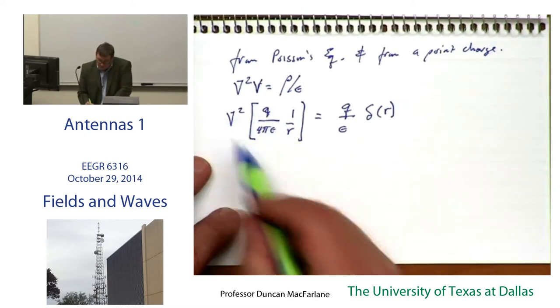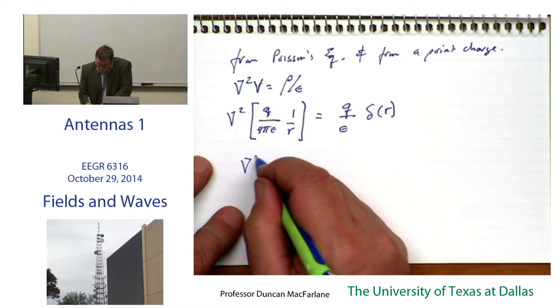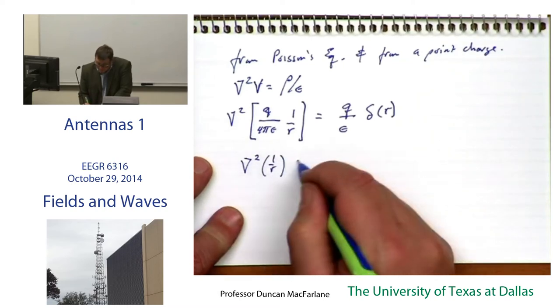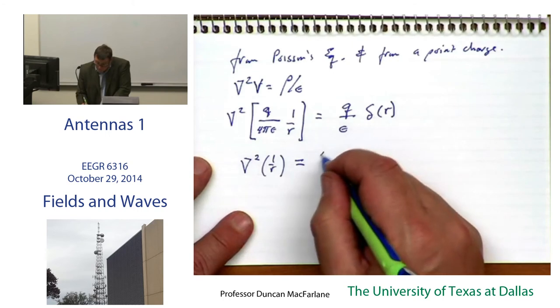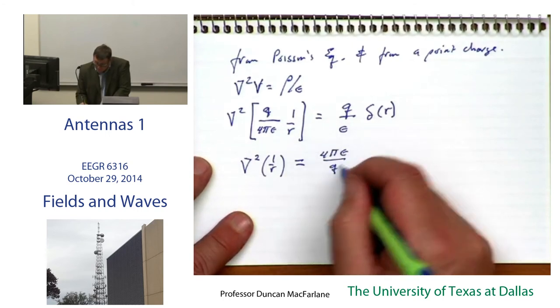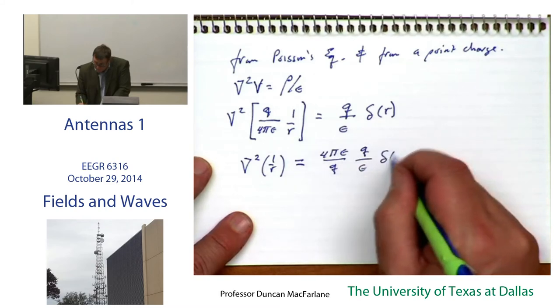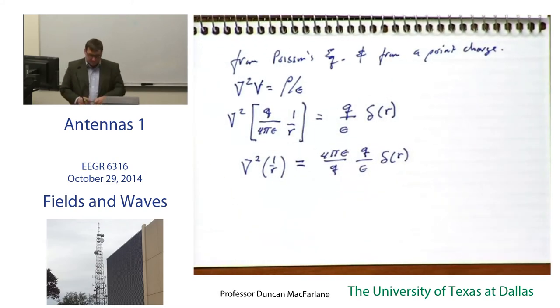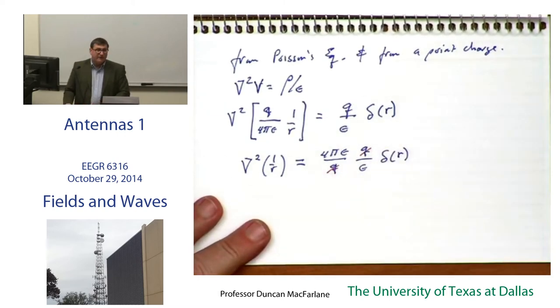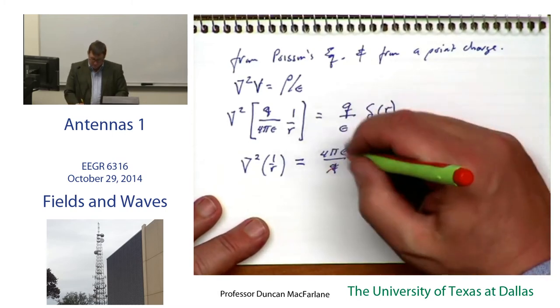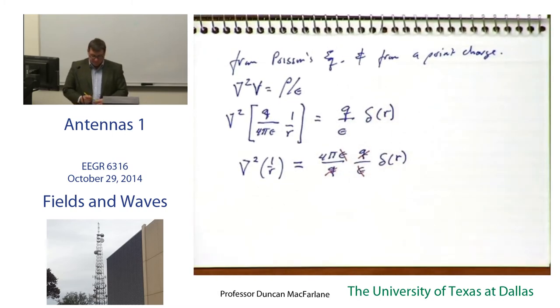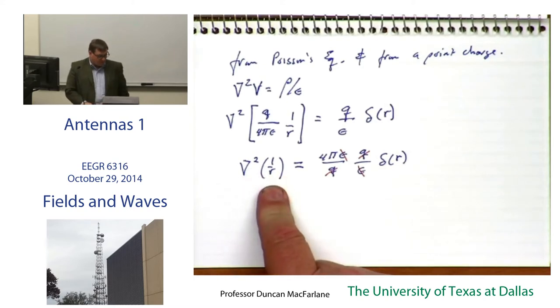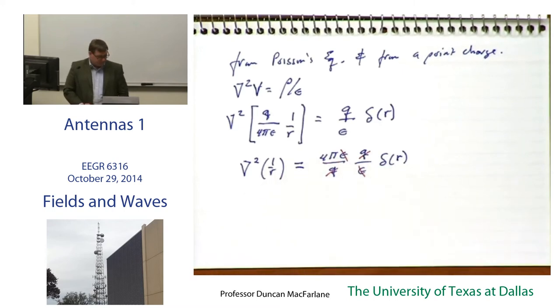So I pull all these constants out of the derivative. And I have 4 pi epsilon over Q times Q over epsilon times delta of R. The strength of that point charge cancels. The material we're in cancels. So I'm left with del squared of 1 over r is equal to 4 pi delta of r.